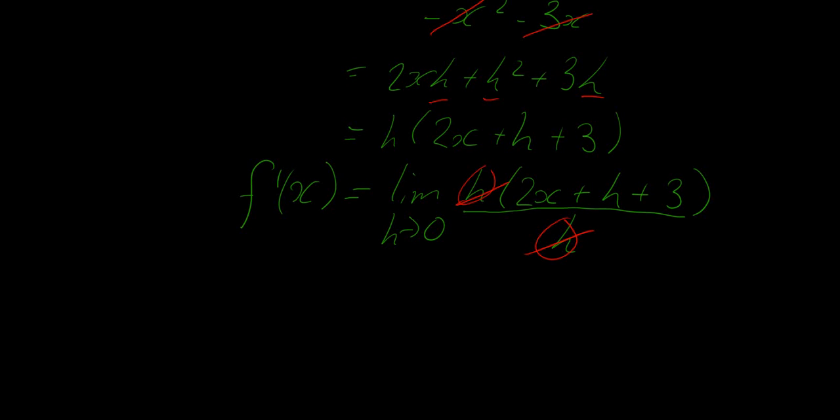And once you do get rid of the h in the denominator, you can actually simply sub in h equal to 0, so this being over here. And this means that this turns to 0. And since 2x and 3 are independent of h, we can simply say that the gradient function is just 2x plus 3. And it looks like this checks out with the polynomial rule for differentiation as well, which we'll cover next time.